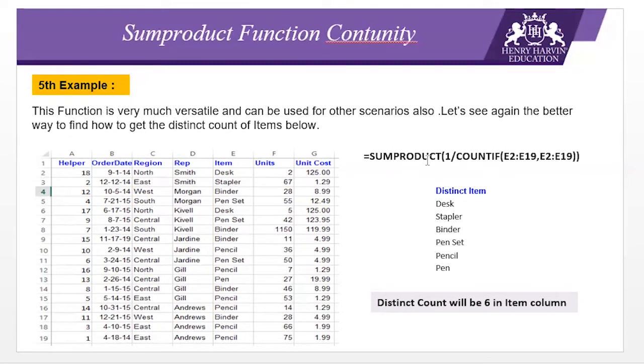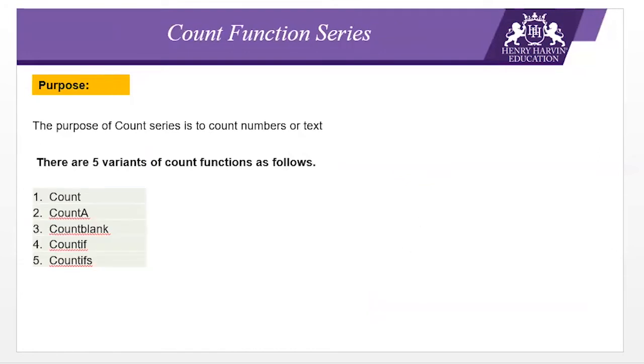If pen set is repeated 4 times here, we are giving 0.25, meaning 25% to each. So this is how we are using the SUMPRODUCT function and getting the output. So this is also done now.